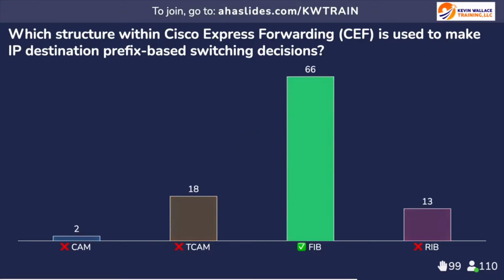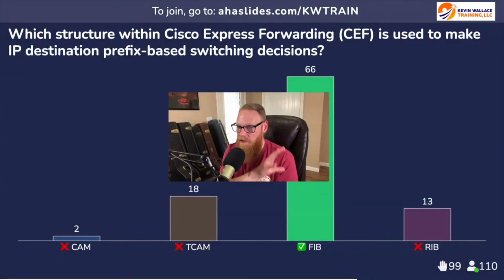Time is up, and the correct answer, the majority have it correct. It is, in fact, FIB, the forwarding information base. With FIB, Ceph is going to use this table to make IP destination prefix-based decisions. The FIB is conceptually similar to the routing table, and it's going to maintain actually a mirror image of the forwarding information that's contained within the IP routing table.